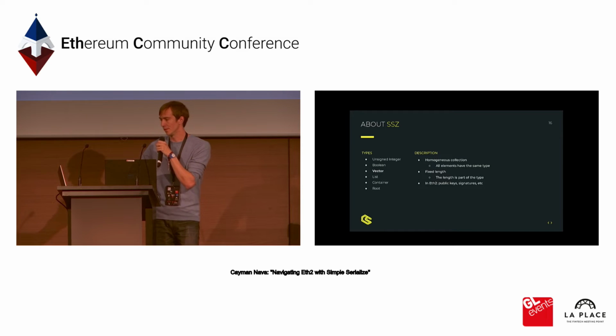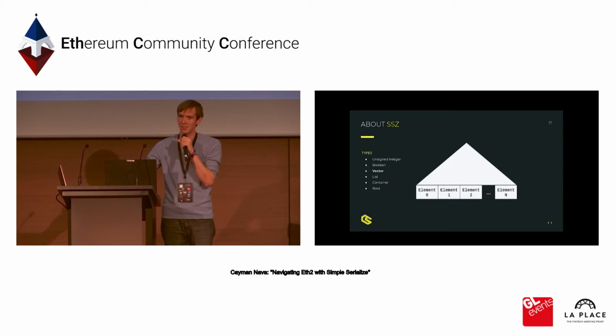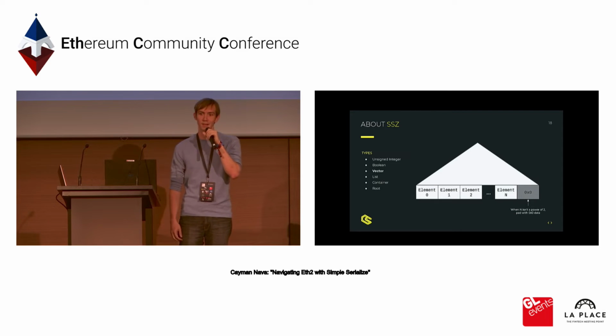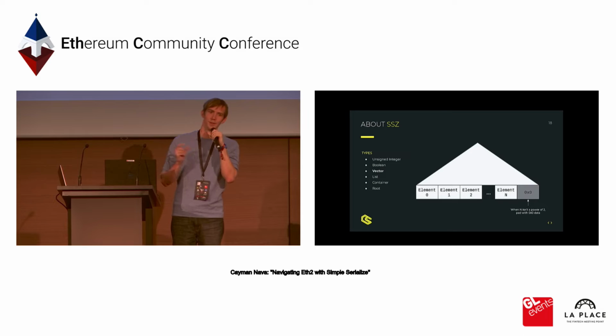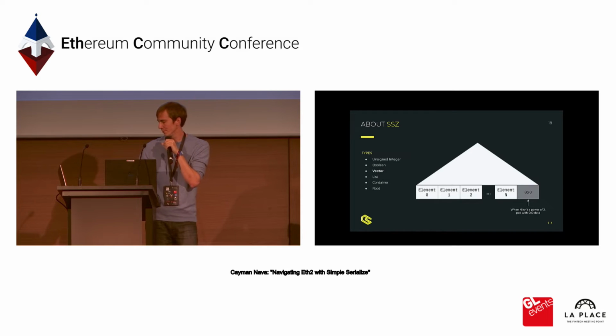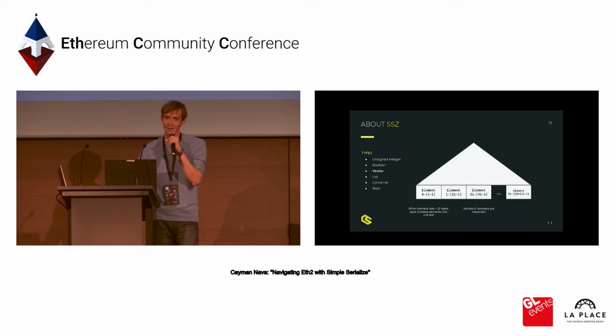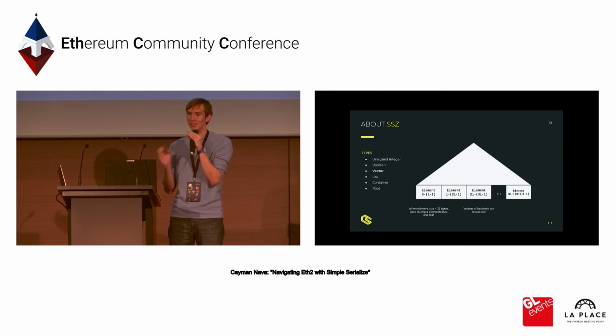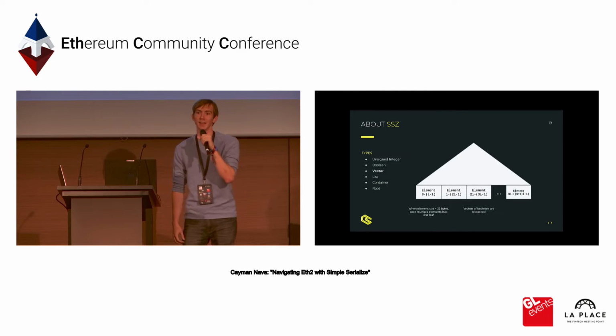Those are most of the vectors that we deal with. So the way that we represent this is in a tree. We basically just put all of the elements as leaves in the tree. And if the length of the tree is not a power of 2, then we pad it with 0 chunks. And if more than one of the underlying element can fit into a single 32-byte chunk, then we compress as many of those things into that one chunk as we can.